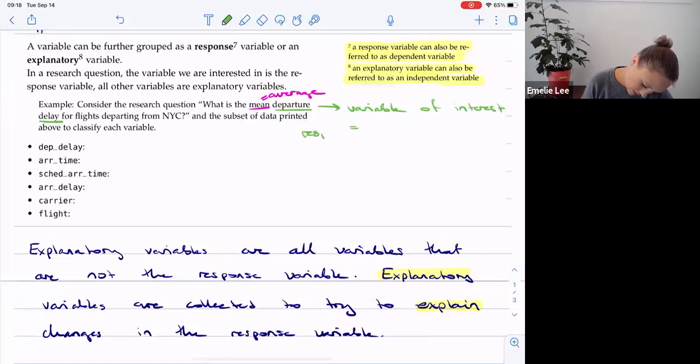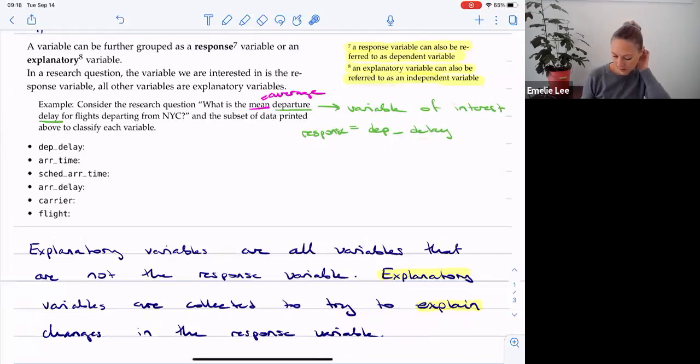So the response is the departure delay, which I think is coded as dep underscore delay. So that's the first variable here. And so once we've identified our response variable, then all of these other variables are going to be explanatory variables. So that's easy enough. So let's start there.